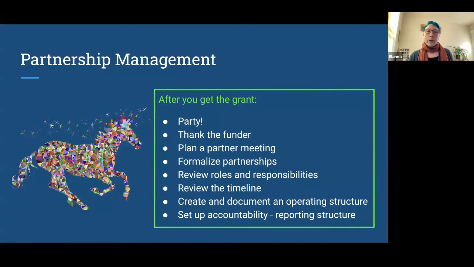So plan a partner meeting. And in that meeting, you can talk about who's responsible for what and formalize those responsibilities and delegations. And again, formalize your partnerships. You want to document, review roles and responsibilities, review the timeline, create and document an operating structure, and set up accountability and reporting structure. These are all going to be huge parts of making sure that your program is successful in serving the community as intended.